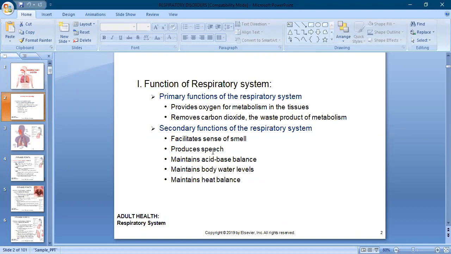Also, the lungs are most important for acid-base balance, body water level, and also heat balance. So the lungs play an important role in acid and base balance because carbon dioxide is an acidic substance, right? They help to maintain the pH level and also some water balance. They help us with some water balance and heat balance in the body.